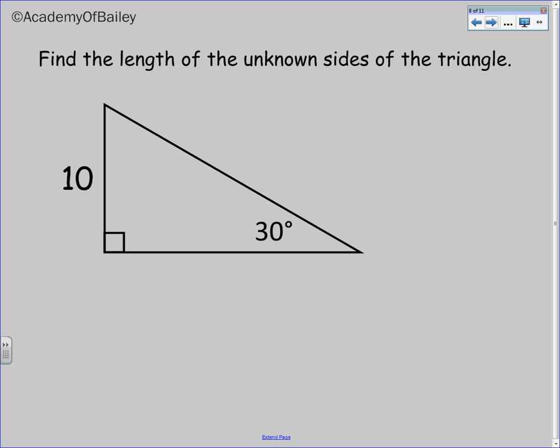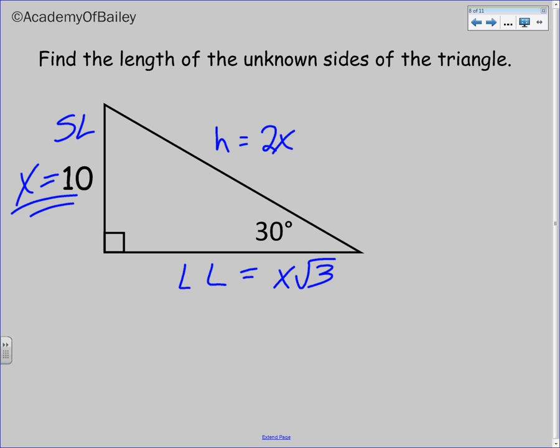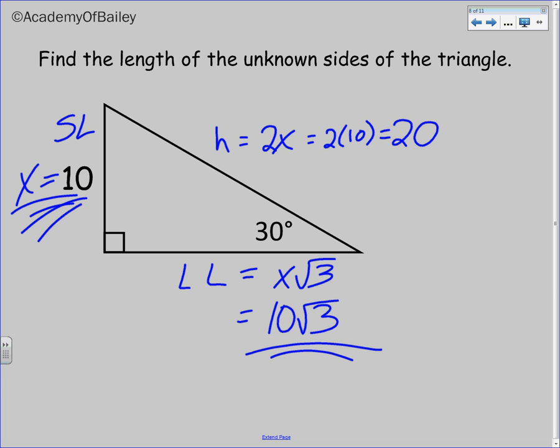So, identify things. This is the hypotenuse, this is the long leg, and this is the short leg. Well, the short leg is always x, the hypotenuse is 2 times x, and the long leg is x times the square root of 3. Well, since x equals 10, 2 times 10 is 20. Hypotenuse is 20. Also, since x is 10, you plug it in for x. The longer leg is 10 square root of 3.